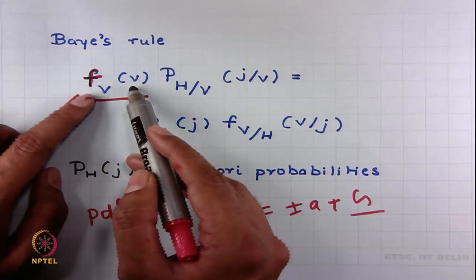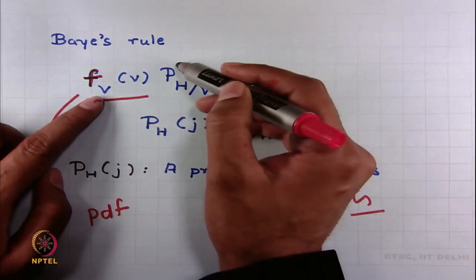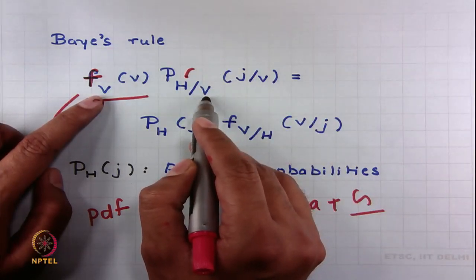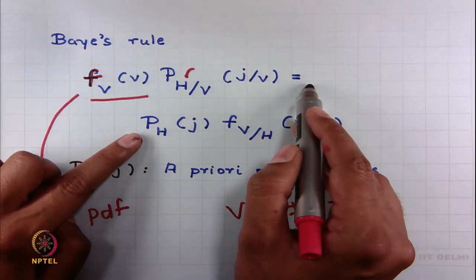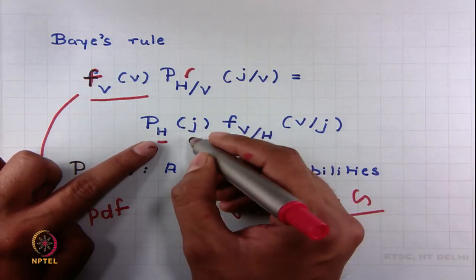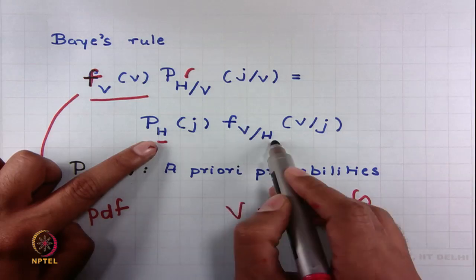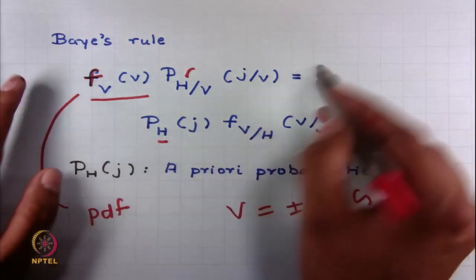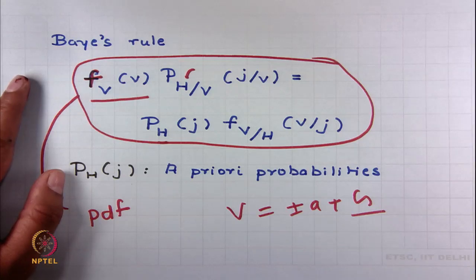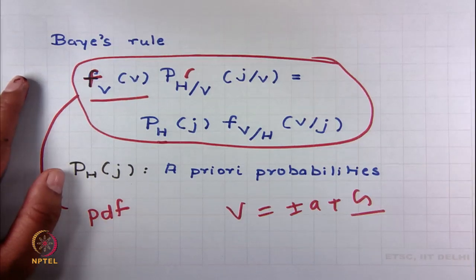So, the probability density function of random variable V times the probability of hypothesis H given V is the same thing as the probability of a hypothesis H_j times the probability density function of V given H_j. Okay. This formula comes from the Bayes rule. If you do not know this, it is a good idea to have a look at it. We assume that you have done a basic course on probability.